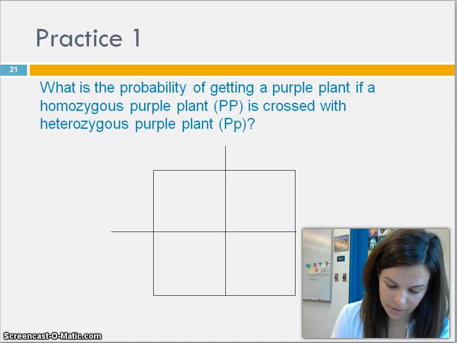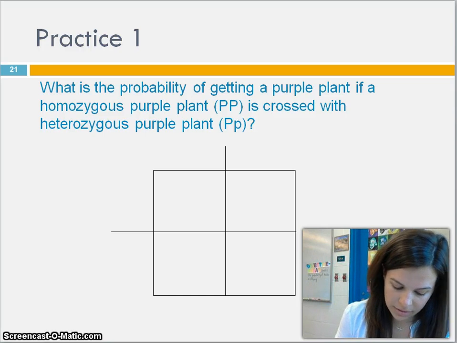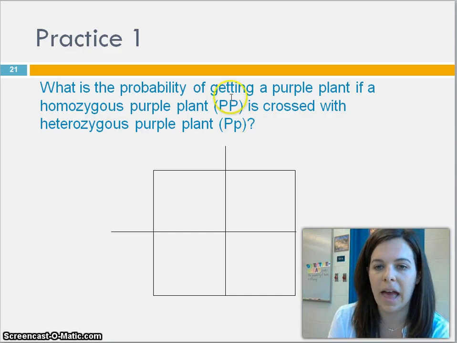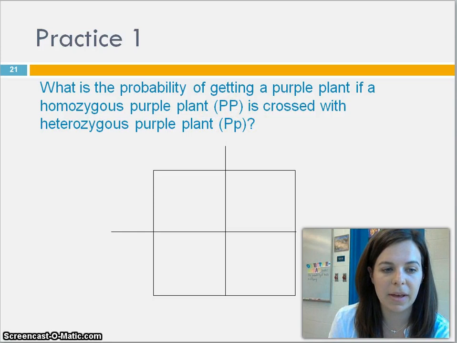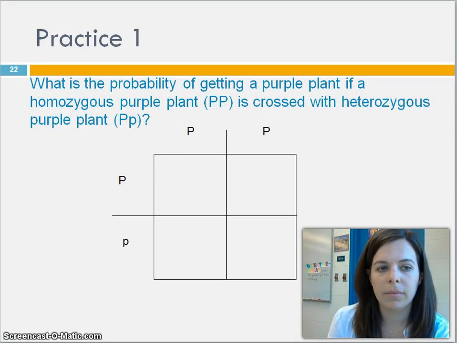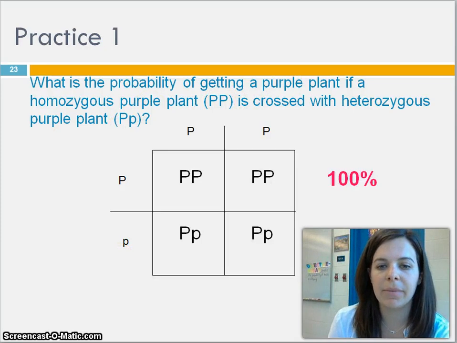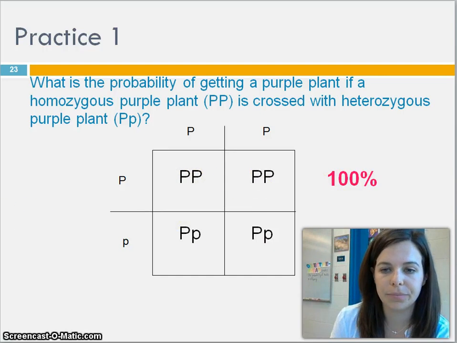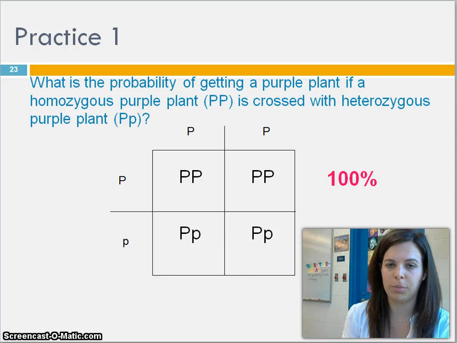So here's a practice problem. This is practice 1 on your sheet. What is the probability of getting a purple plant if a homozygous purple plant, capital, capital, is crossed with a heterozygous purple plant, capital, lowercase? So we're going to go through this the same way we went through the last problem. So we have split up our alleles, capital, capital, capital, lowercase, from our information that we were given. And then we've combined them together. All of the plants are going to be purple in this case because each child has at least one dominant allele. So that would be 100% probability of a purple plant.